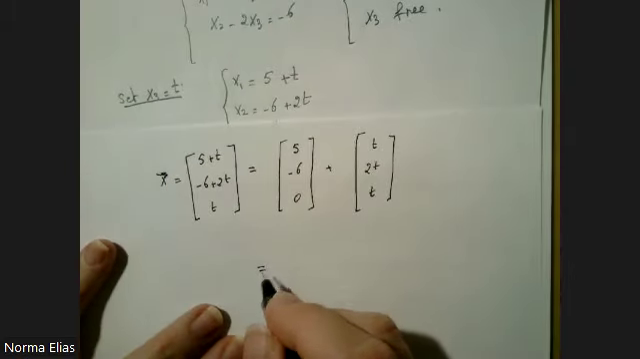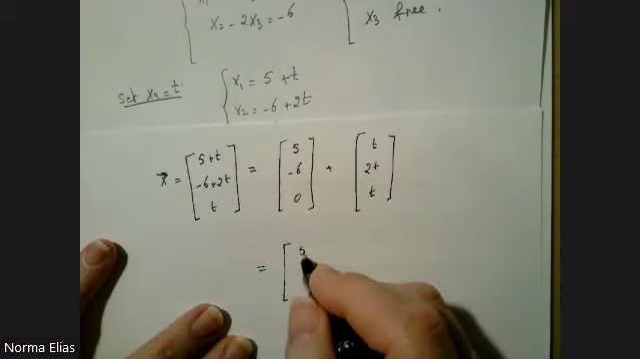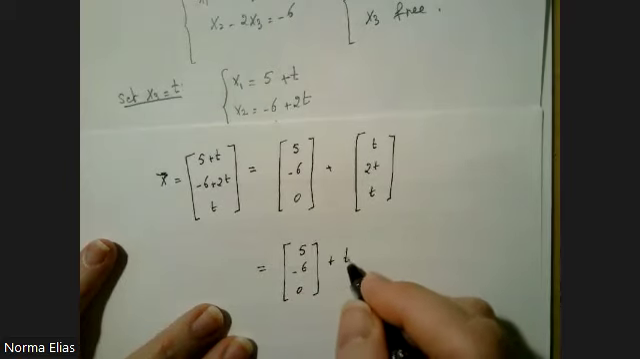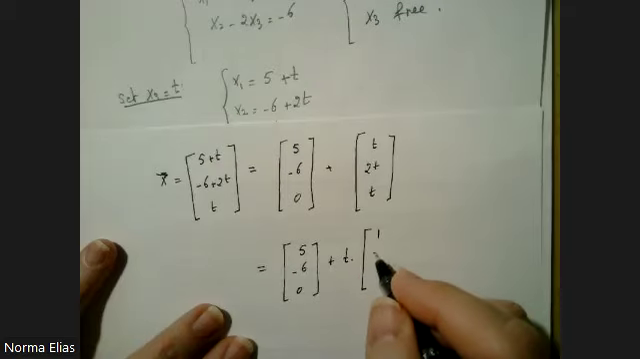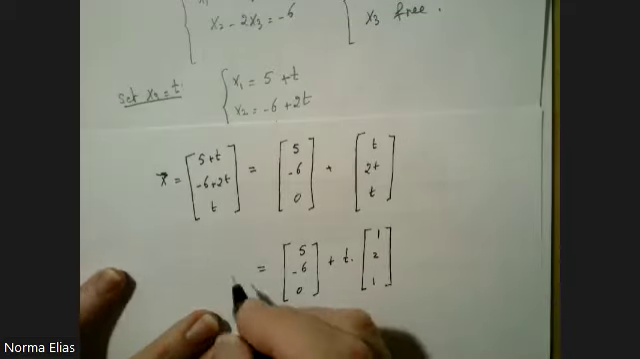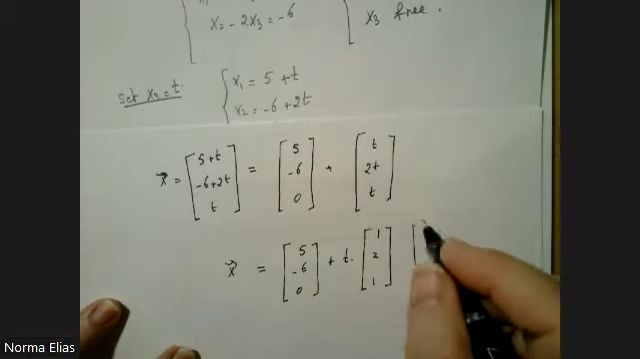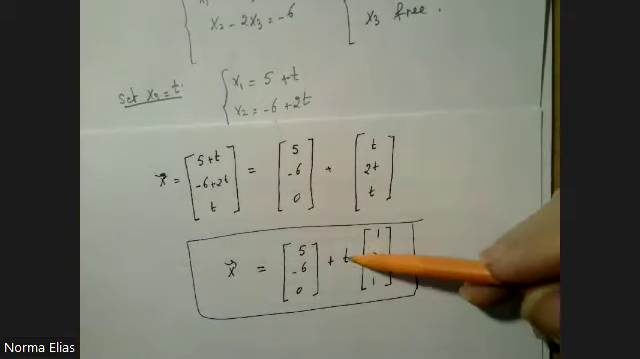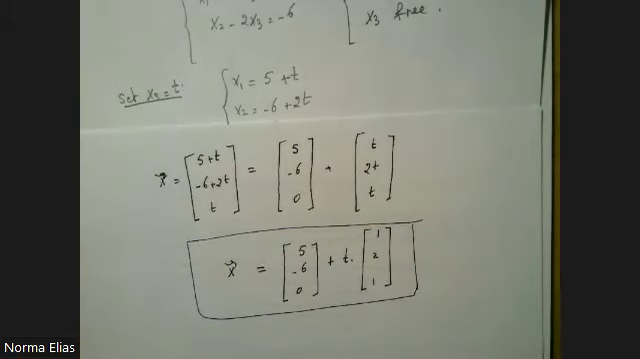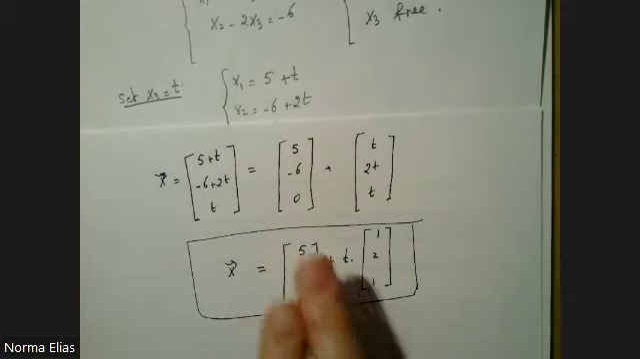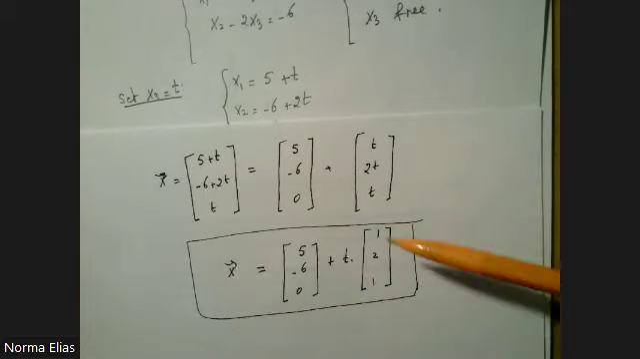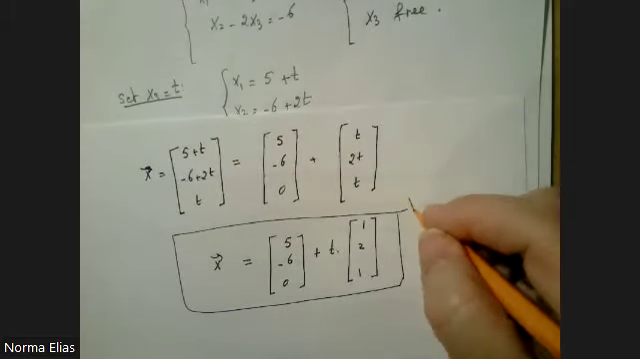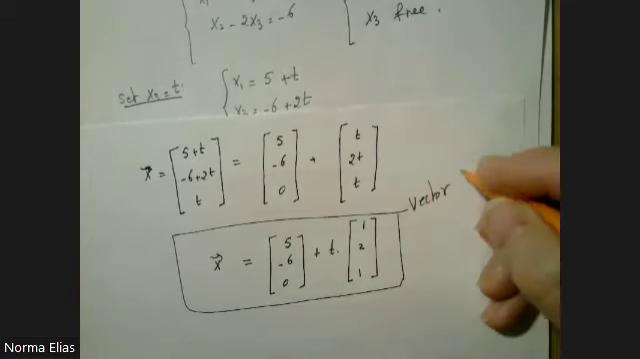So now we rewrite this as (5, -6, 0) plus t times (1, 2, 1). And in this case, that's the parametric vector representation. It's not the span of the vector (1, 2, 1), because (0, 0, 0) is not a solution. It's the vector (5, -6, 0) plus t times (1, 2, 1). So that's the parametric vector representation.